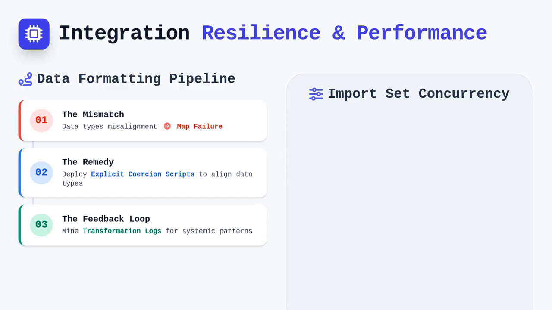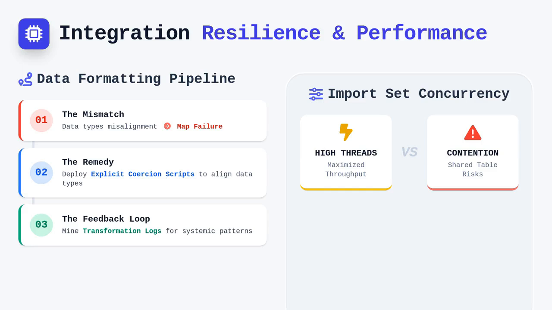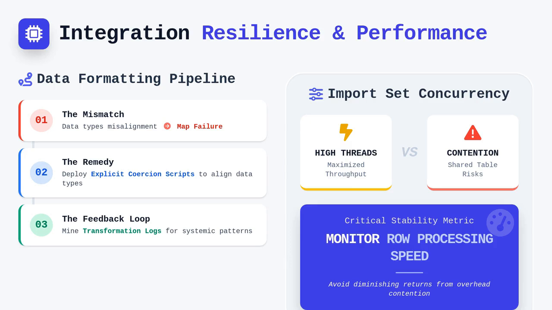Furthermore, the concurrency configuration settings within the import set architecture allow you to define how many threads can process transformations simultaneously. While increasing the thread count can improve throughput, it also increases the risk of contention on shared tables, so one must balance volume against system stability. Always monitor the import set row processing speeds after adjusting these threads, as a poorly tuned concurrent system often achieves diminishing returns due to overhead contention.